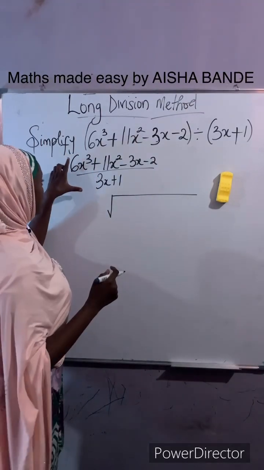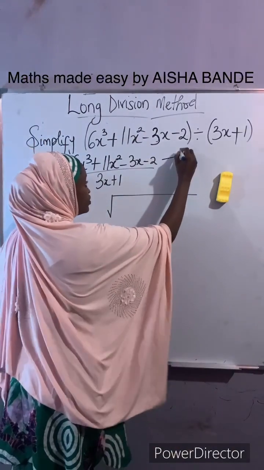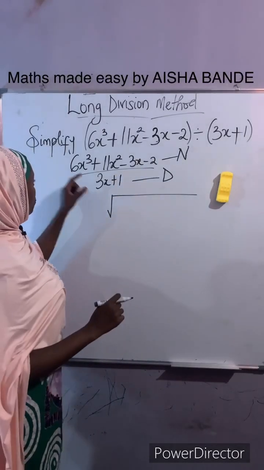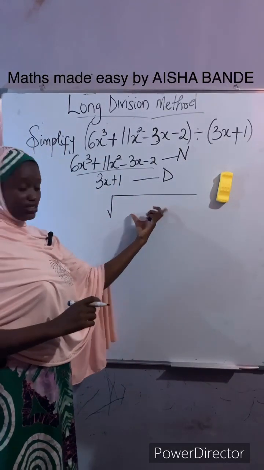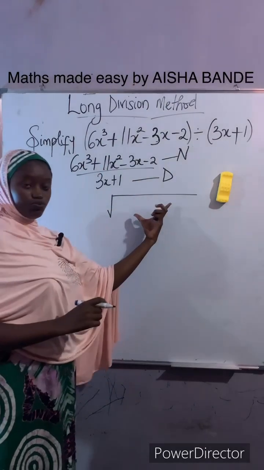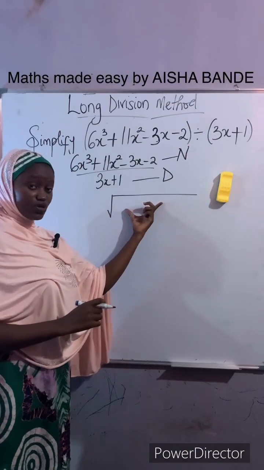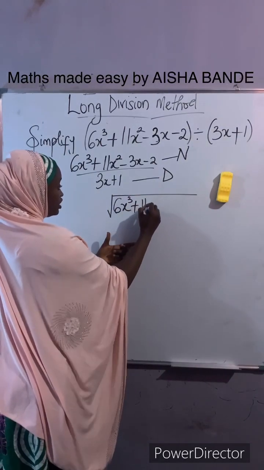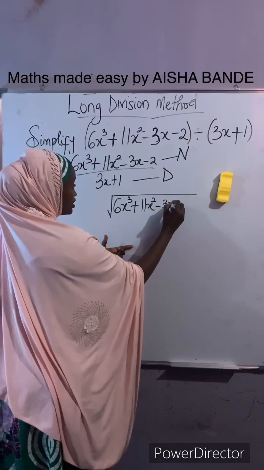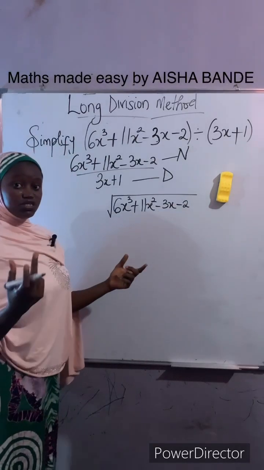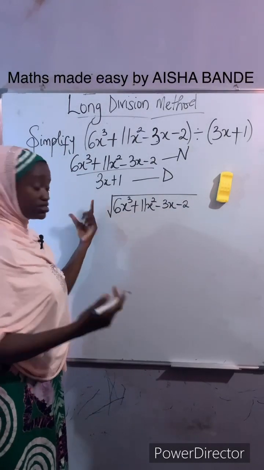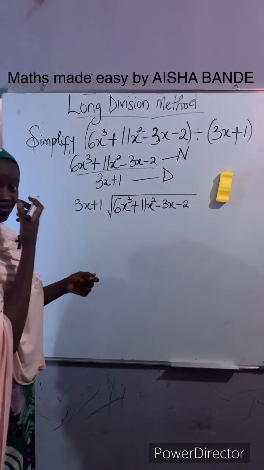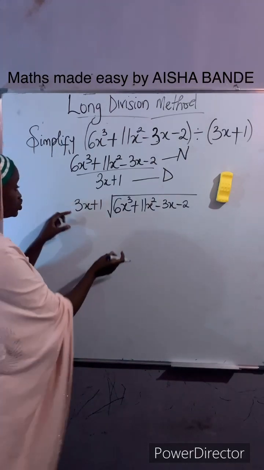So using the square root sign, all we need to do is to put the numerator. The one at the top is the numerator, the one below is the denominator. So the numerator will be inside the square root sign, while the denominator will be outside the square root sign. So we'll put in the numerator, which is 6x raised to power 3 plus 11x squared minus 3x minus 2. So now we'll put the denominator outside the square root, 3x plus 1. So from here now we can simplify further.